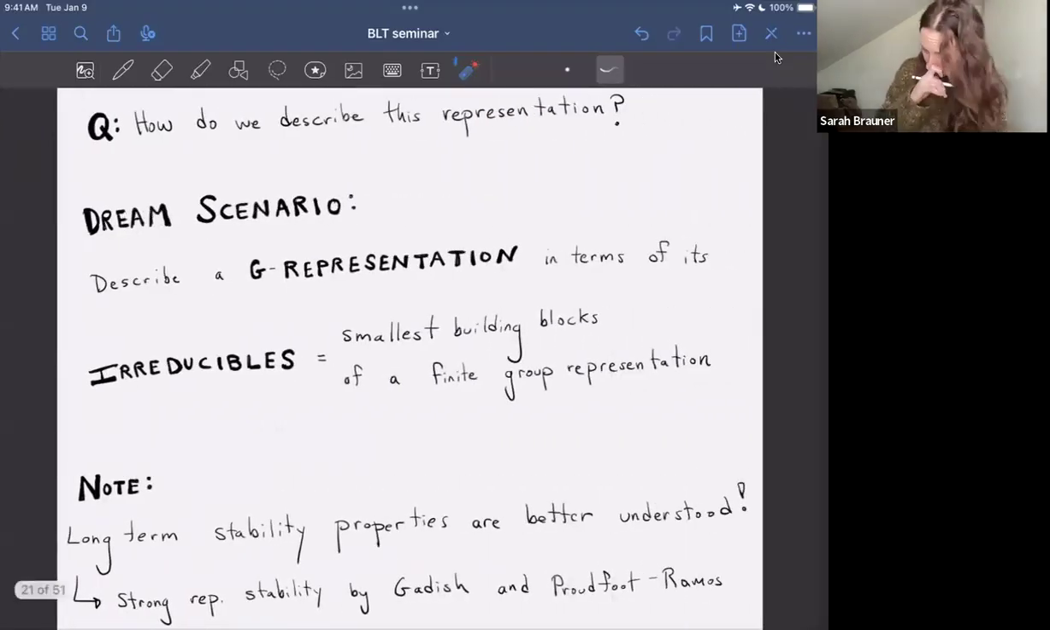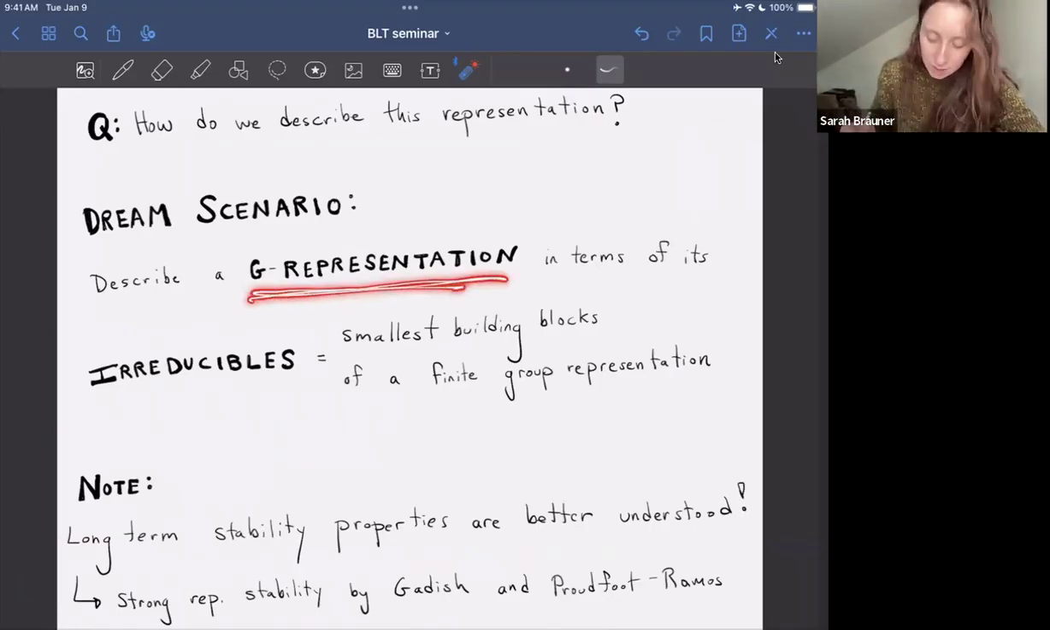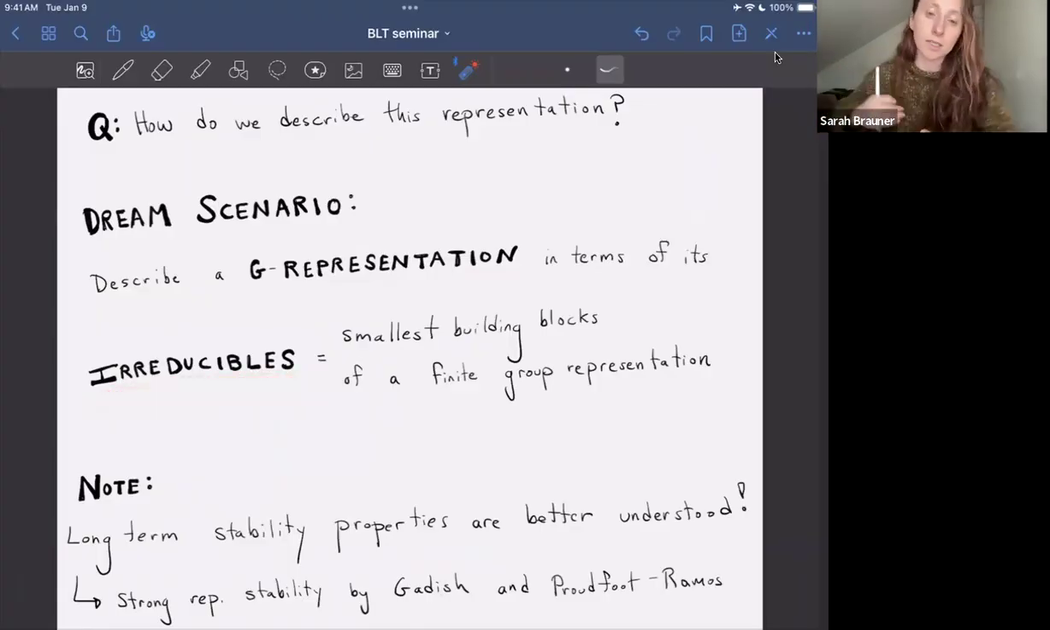Okay, so how can we describe these representations? So I guess a dream scenario for me would be to describe these representations in terms of what are called the irreducibles, or the smallest building blocks of the representation. So this is like the smallest thing you can break down a representation into. And I guess there are other really nice ways that you can describe a representation.